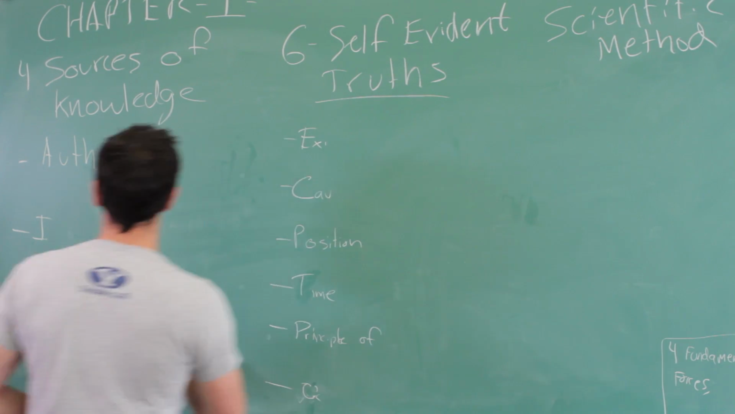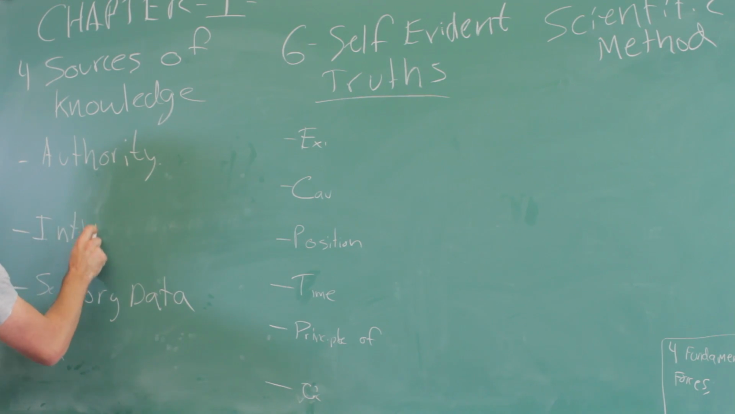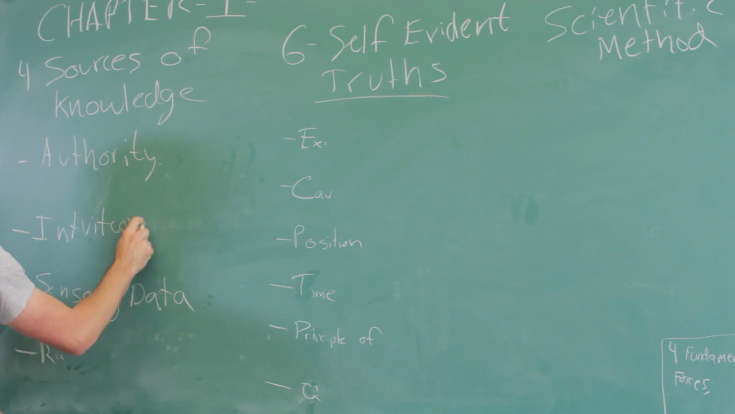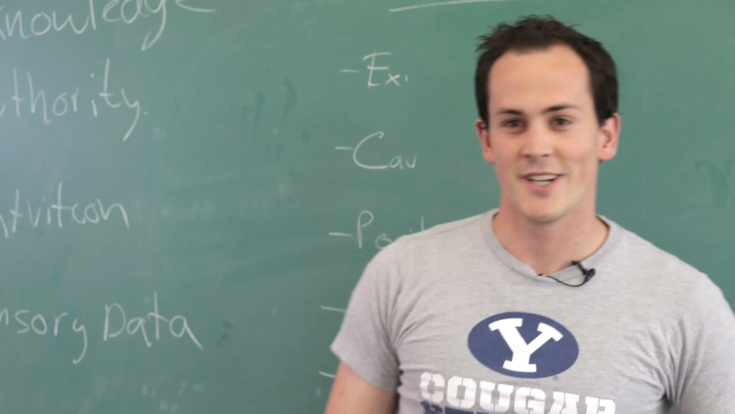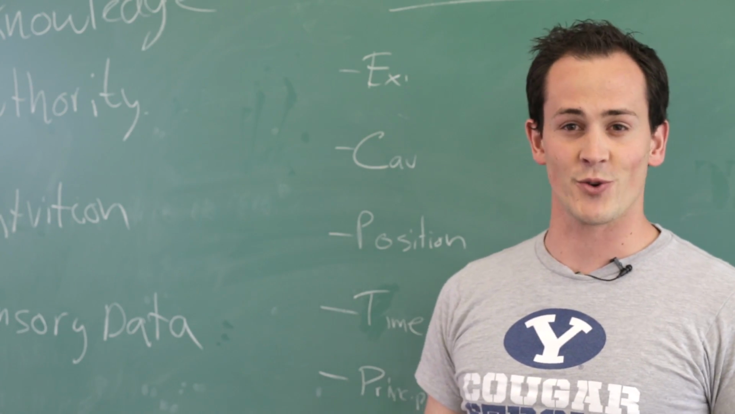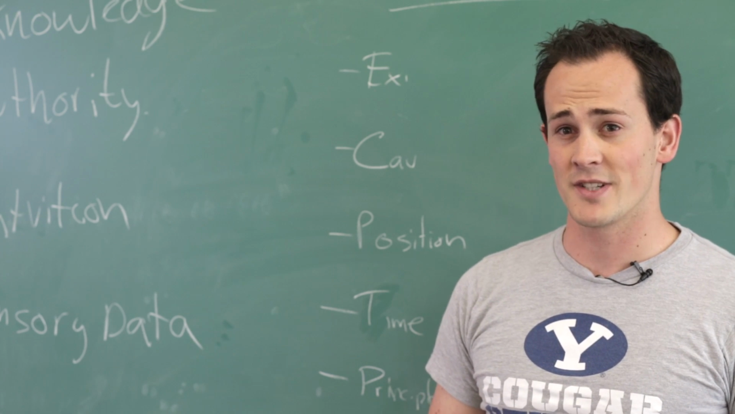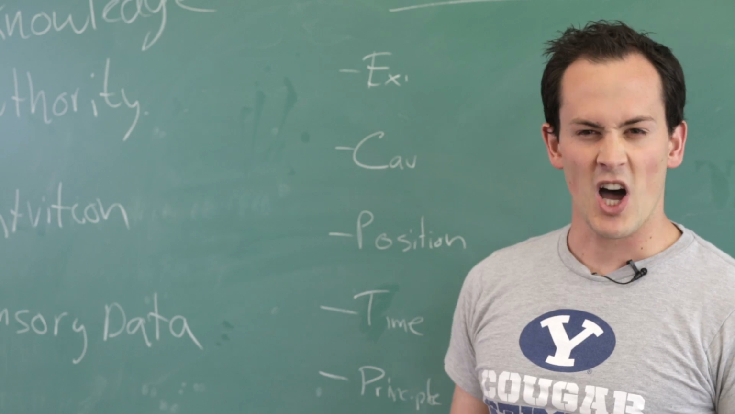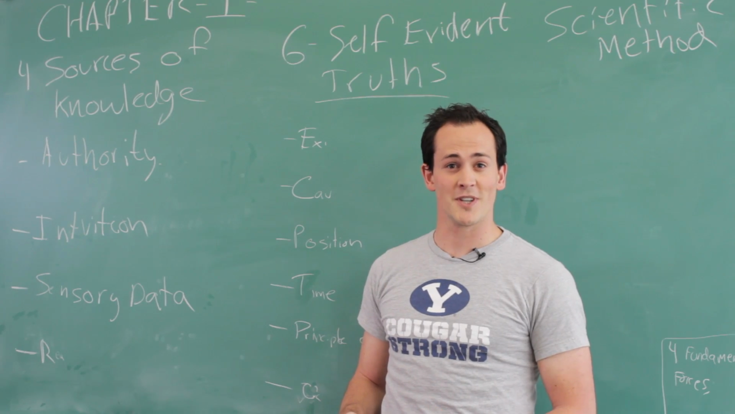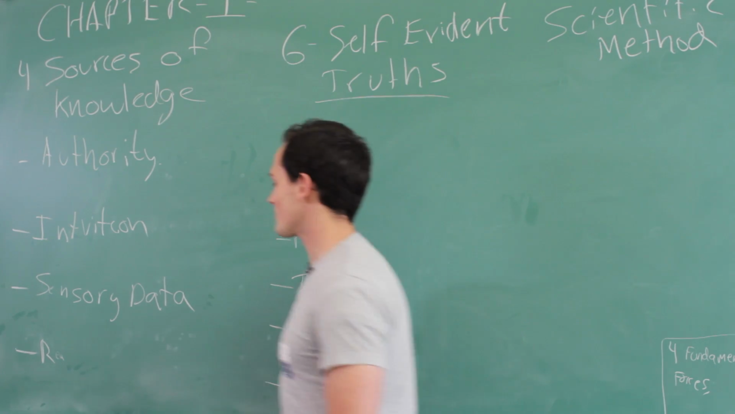Our third one is intuition. Intuition is just knowing something to be correct or true. Your emotions fall into this category. Your belief or existence of God falls into this category. Something that you have a hunch about. That is intuition, something that you just know to be true.